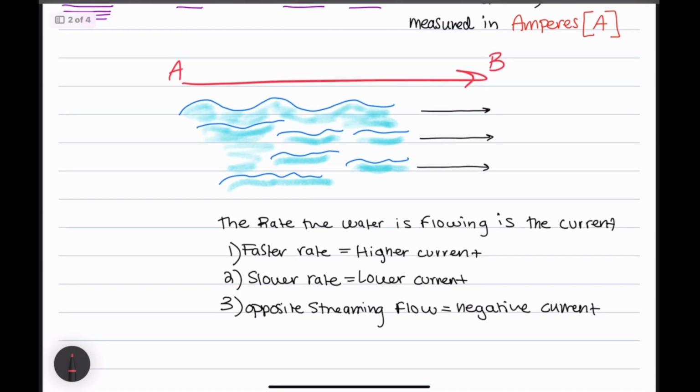The third point is actually one of the most important when we apply this in the future, and that is the opposite streaming flow. So this is coming from left to right, but let's say we have right to left streaming water, that means it's a negative current. So current flowing the opposite way is negative, and that is those three main points. So again, current is the rate at which the water is flowing.